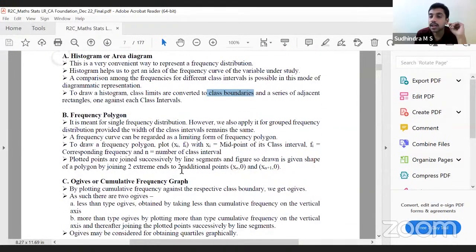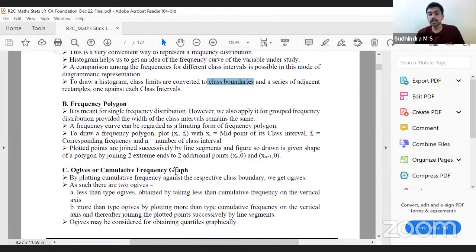The next one, ogives, or cumulative frequency graph. Why is it called cumulative frequency graph? Because we use cumulative frequencies. Since we have two types of cumulative frequencies, less than cumulative and more than cumulative, we have two types of ogives.